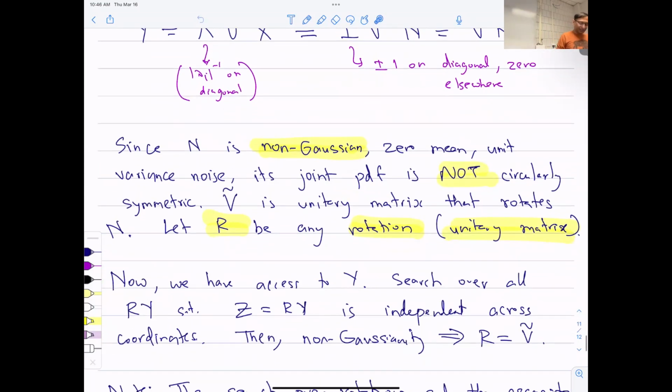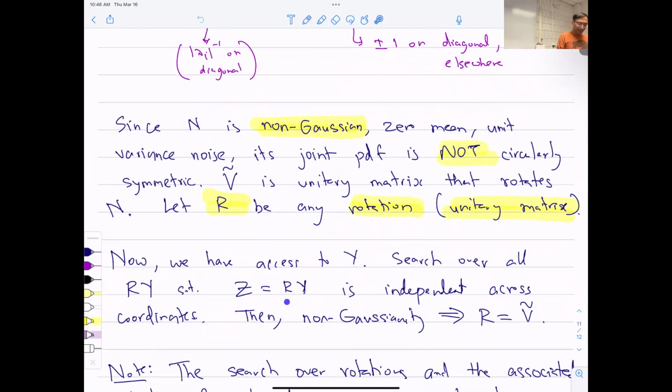So if you find an R such that the components of Z are mutually independent across covariance, then you have found a V tilde. With Gaussians, this will not work because Gaussians are rotationally symmetric. What if I have a rotationally symmetric exponential decay instead of Gaussian decay?